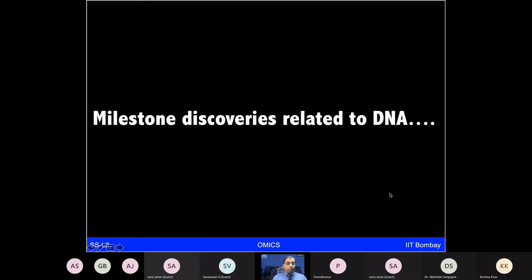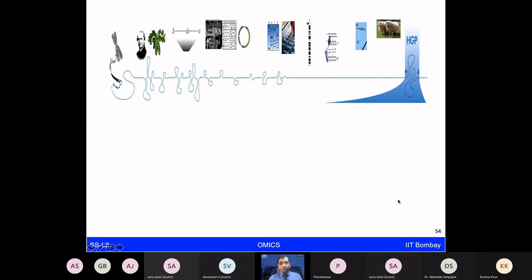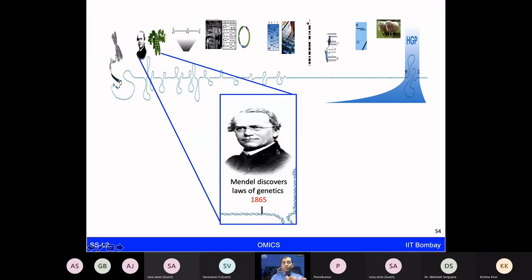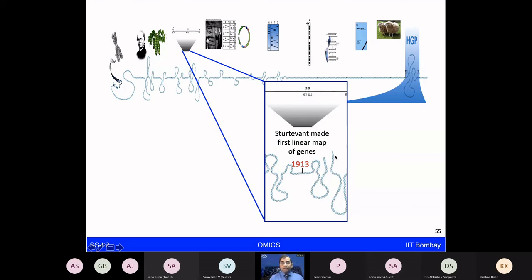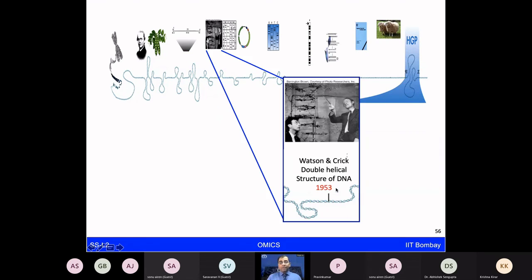I'll just quickly flash you, in the next 2 minutes or so, some of the milestone discoveries which you might have heard on and off for different Nobel Prizes, and how some of these are related to the DNA. If we start this particular trajectory of milestones, I'm sure you'd have heard about Gregor Mendel's name, who is the father of genetics. In 1865, he defined the laws of genetics. Then another scientist, a student, defined the linear map of genes in 1913. Watson and Crick defined the double helical structure of the DNA in 1953.